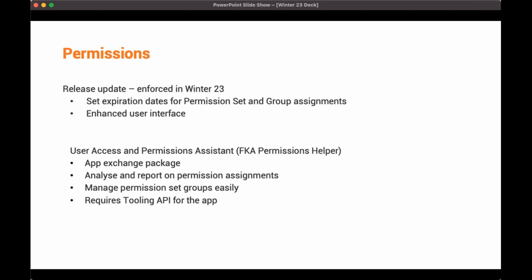And if anyone's used the Permissions Helper app back in the day, that's been renamed to User Access and Permissions Assistant. If you haven't used it before, it's a nice AppExchange package that allows you to report on permission set assignments and manage permission set groups. Quite neat, and it adds quite a lot of functionality that the Salesforce UI is probably currently missing. This does require the Tooling API to be enabled for the app though.